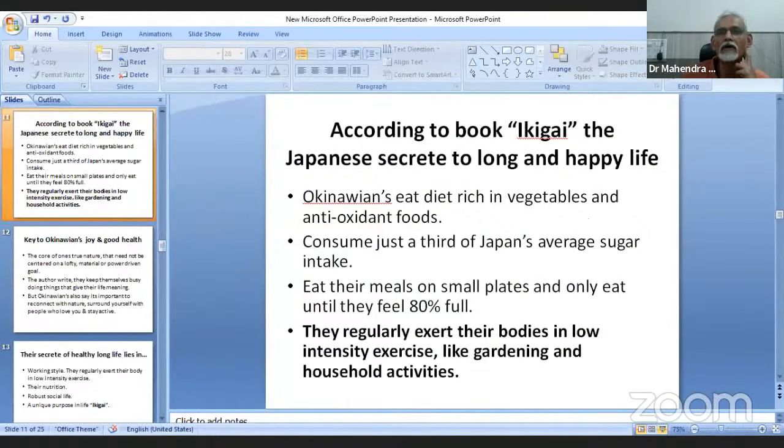According to the book Ikigai, the Japanese secret to a long and happy life is that Okinawans eat a diet rich in vegetables and antioxidant food, consume just a third of the Japanese average sugar intake, eat their meals on small plates, and only eat until they feel 80% full. They regularly exert their bodies in low intensity exercise like gardening and household activities.